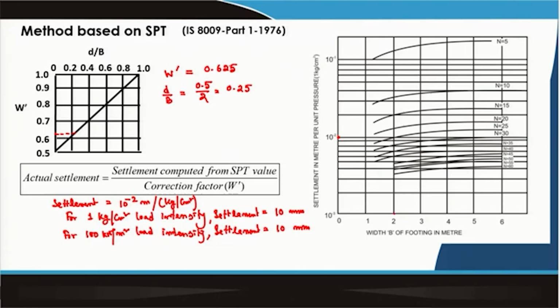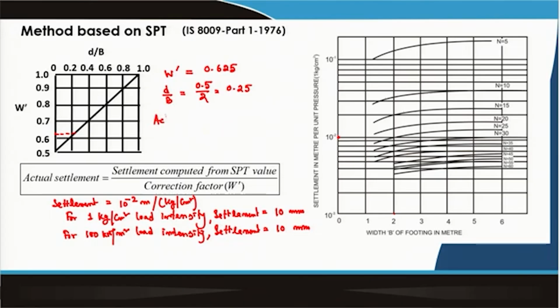So, if you are very sure about the position of the water table, then you consider that water table position; otherwise, you consider it at the ground surface. But here the water table position is specifically mentioned, so that is why we have taken this position. So, the water table correction factor is 0.625.